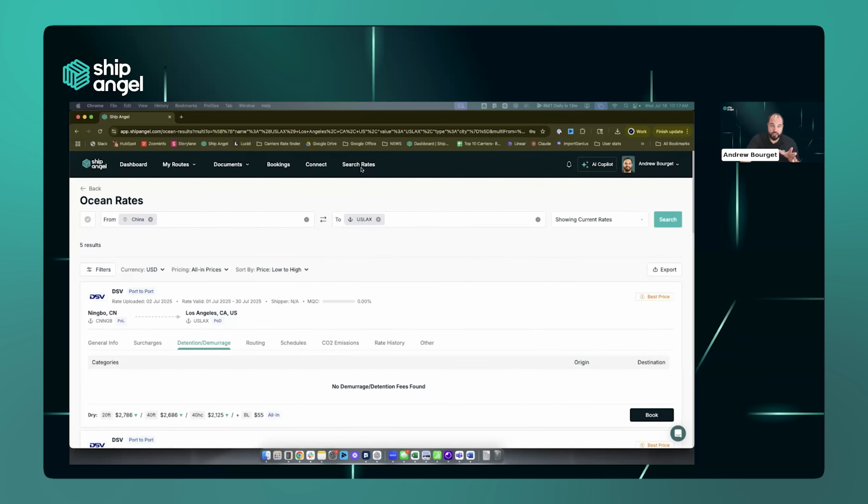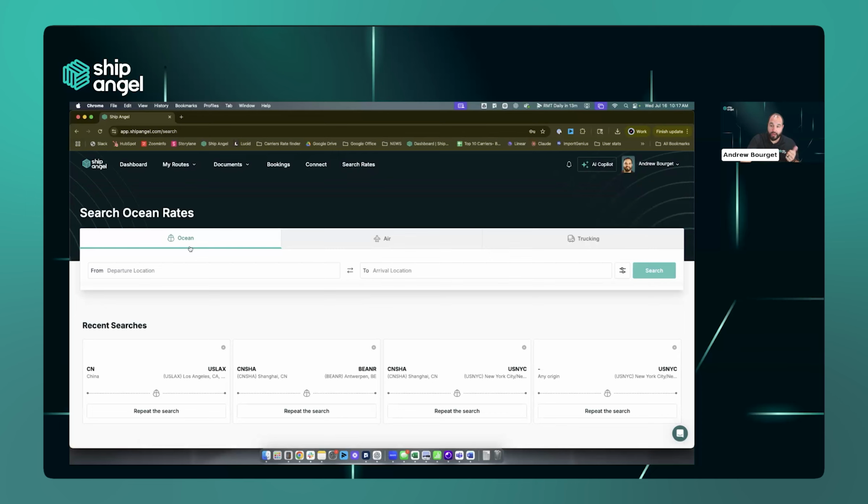This is our search function. Our search function is available today for FCL Ocean, air freight and FTL trucking.